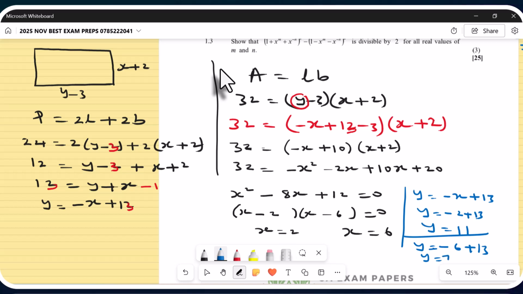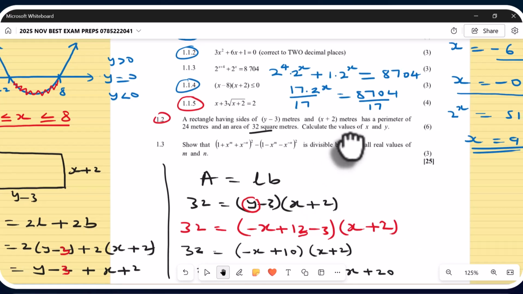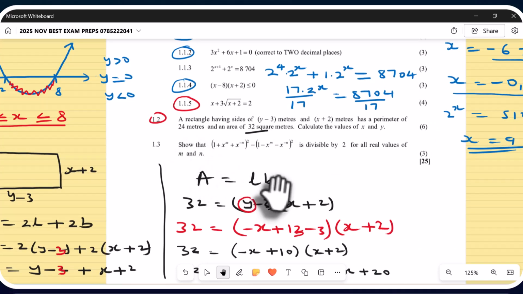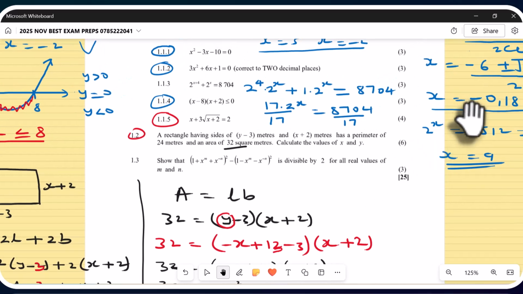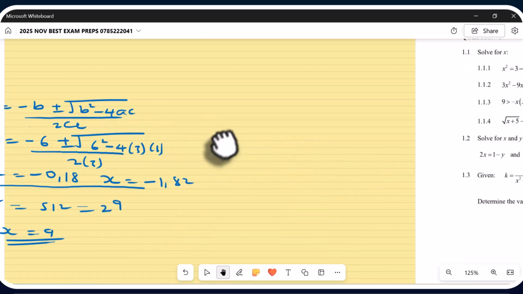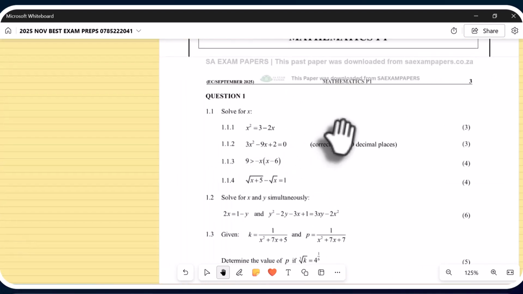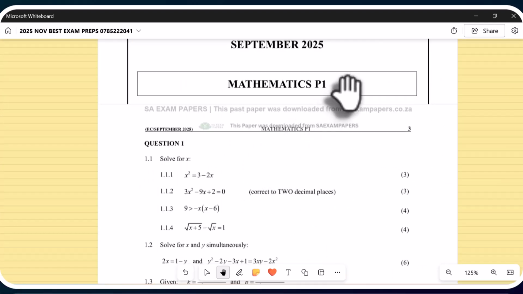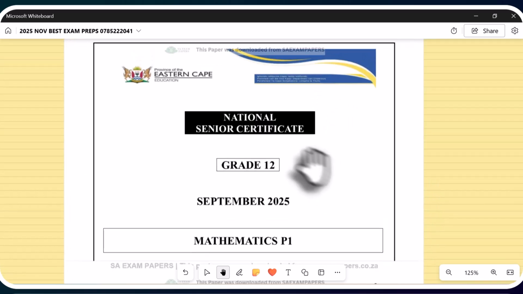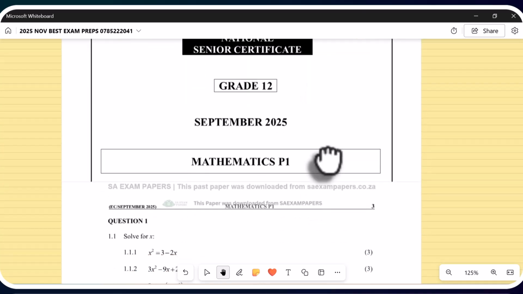1.1.1 here. I'm going to say, first of all, it's going to be x squared plus 2x minus 3 equals 0. What are the factors here? I have (x plus 3) into (x minus 1) equals 0, okay? Which gives us x equals negative 3, and x equals 1, okay? Those are the answers which you have here.